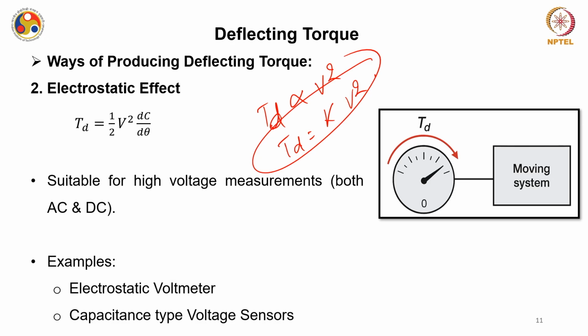These instruments, as I have mentioned, are particularly helpful in electrostatic voltmeters. So, they are suitable for high voltage measurements. This high voltage can be any type of signal, like an AC signal or a DC signal. Similarly, capacitance type voltage instruments are also based on this. Then for the induction effect, these are mostly localized in the induction kind of instrument.